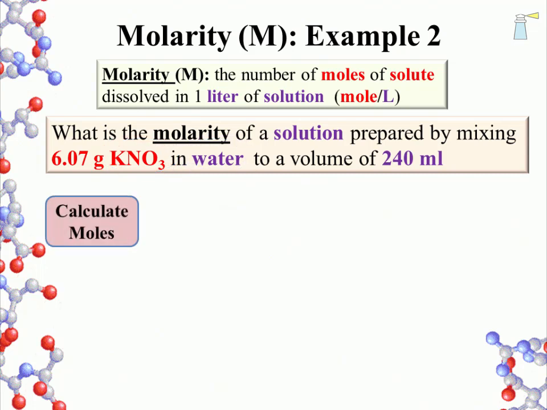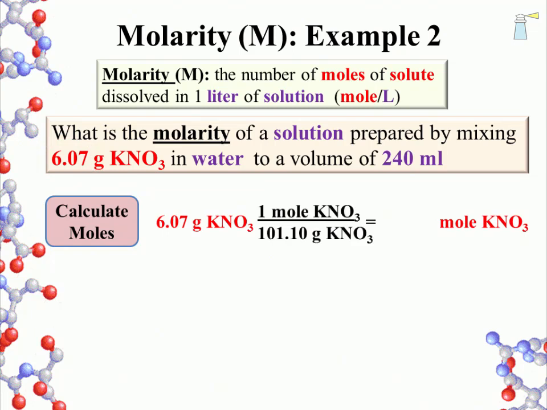On to calculating moles for the solute. There are 6.07 grams of potassium nitrate, and they need to be converted into moles. The conversion factor is a formula weight, 101.10 grams per mole, with an orientation that allows grams of potassium nitrate to cancel out. The math will produce 0.00600 moles of potassium nitrate. The two zeros after the 6 are significant figures.